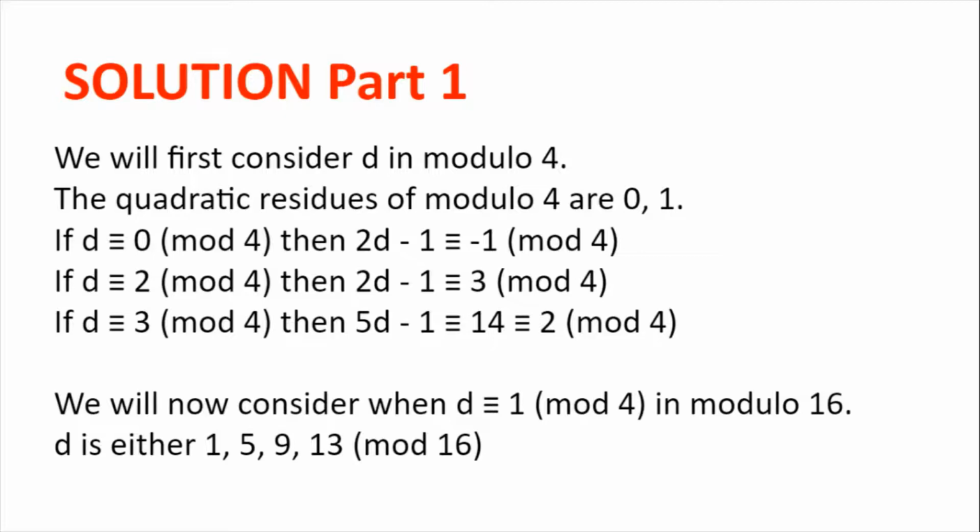Now, if D is 3 modulo 4, then 5D minus 1 is 15 minus 1, which is 14, or 2 modulo 4. Again, this is not a square. But when D is 1 modulo 4, things are not so simple, and we have to move into modulo 16. If D is 1 modulo 4, then D is either 1, 5, 9, or 13 modulo 16.